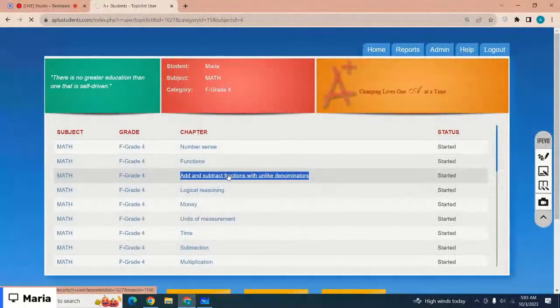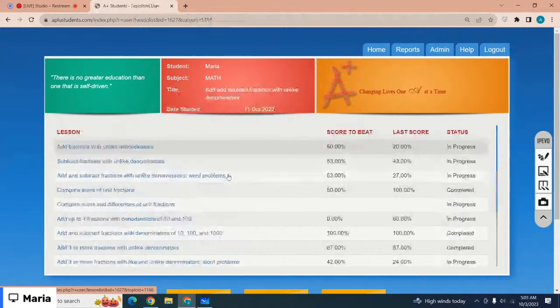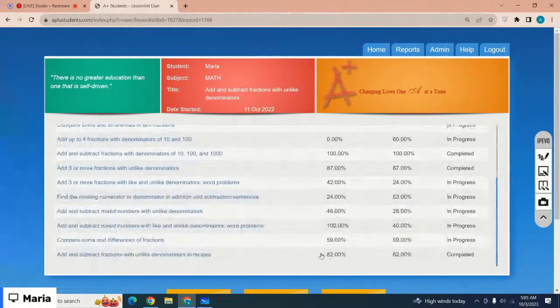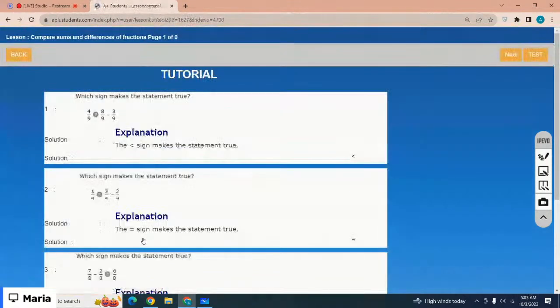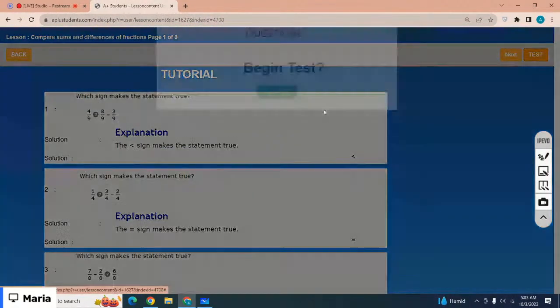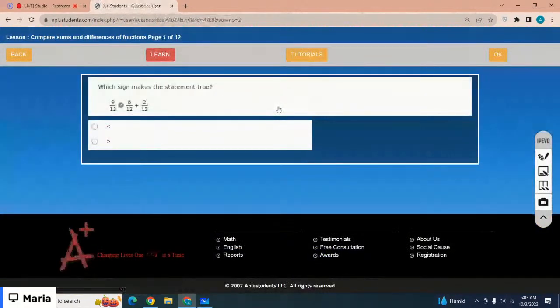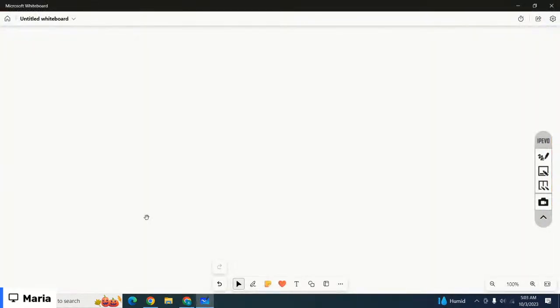Okay, here I'm on grade 4 math. The chapter is add and subtract fractions with unlike denominators. Here it is: compare sums and differences of fractions, right? Let's start with the first example. 9 over 12, you have to compare it to 8 over 12 plus 2 over 12. Let's solve this side.